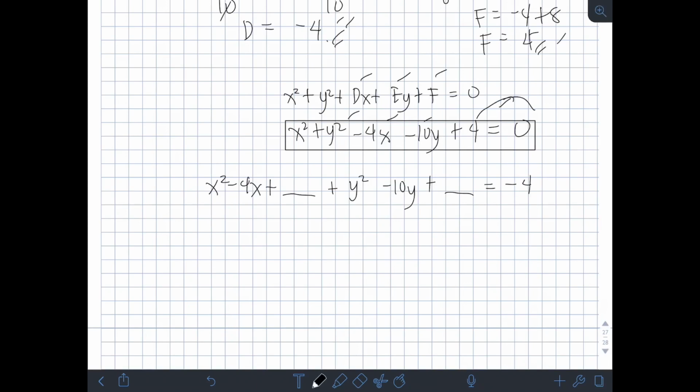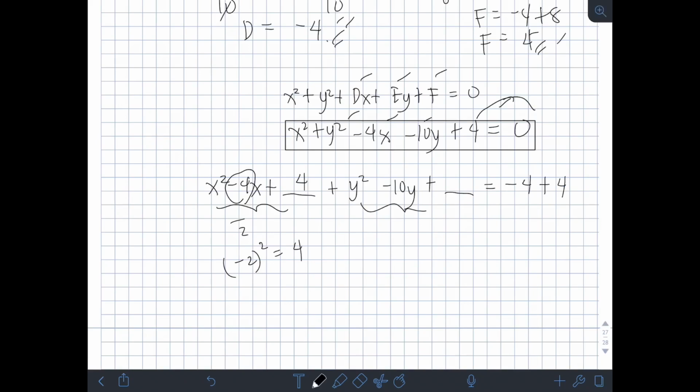Magiging negative 4. So, dito muna tayo sa x. Complete natin yung square ni x. So, ang gagawin natin is divide natin yung numerical coefficient ng x na negative 4 by 2. So, we have negative 2. And then, squared, positive 4. So, therefore, mag-a-add tayo ng 4 sa left. And then, para balance, mag-add din tayo ng 4 sa right.